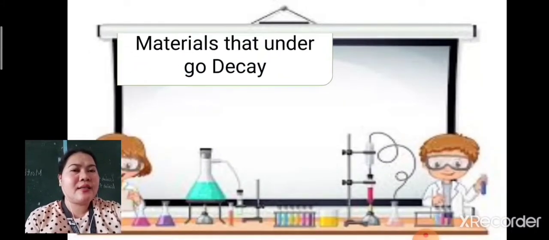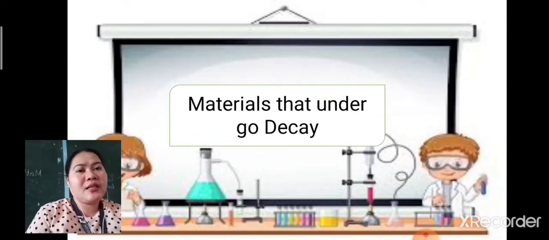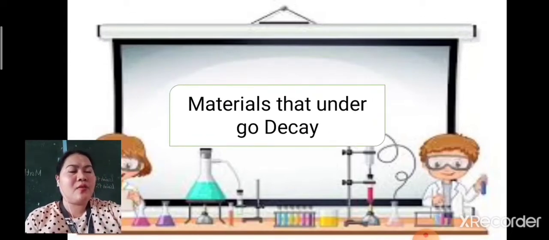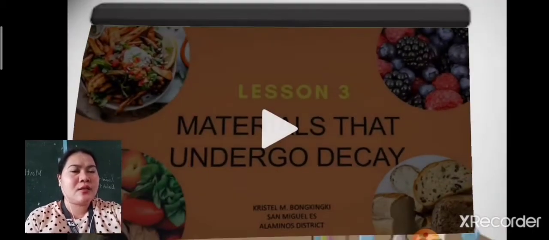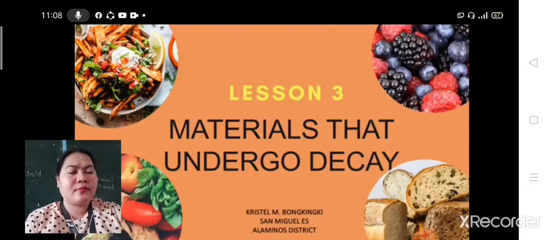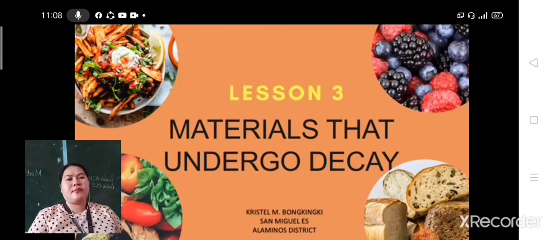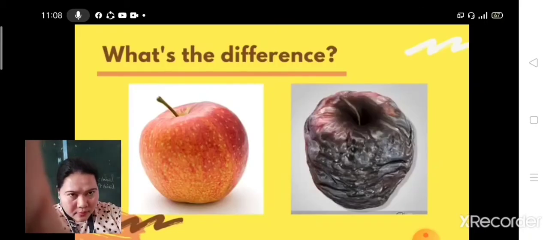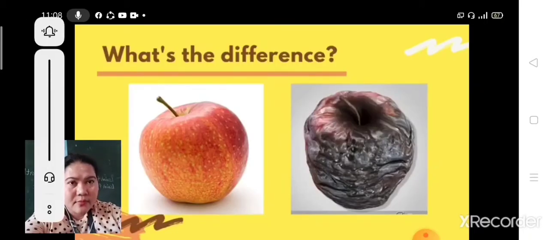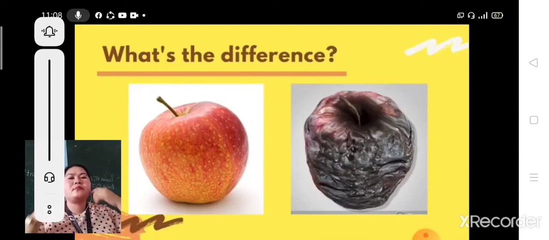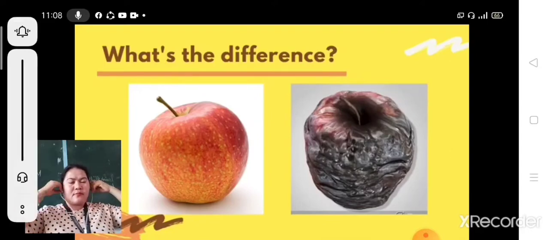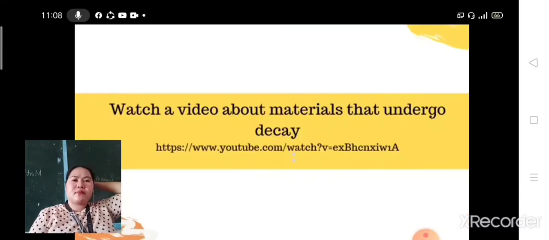Okay, next is materials that undergo decay. I have a video here. Lesson 3: Materials that undergo decay. What's the difference between the apple on the left and the apple on the right? Let's answer this question at the end of this video. Let's watch first the video about materials that undergo decay.